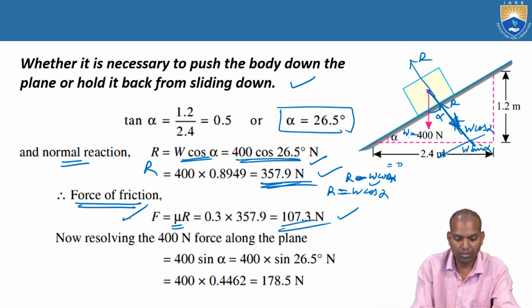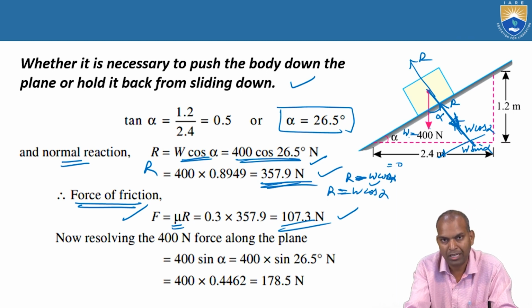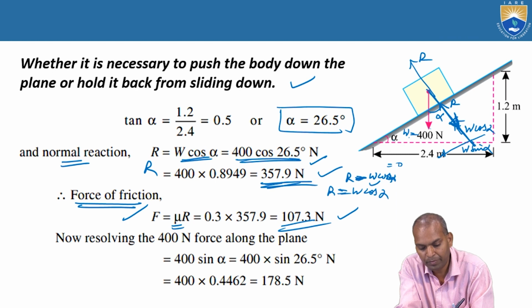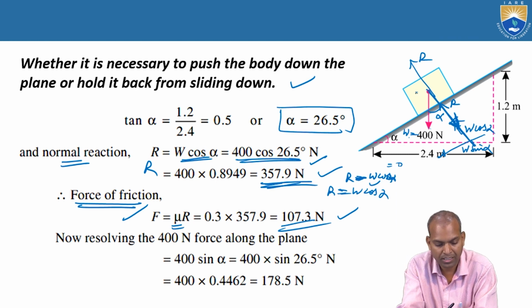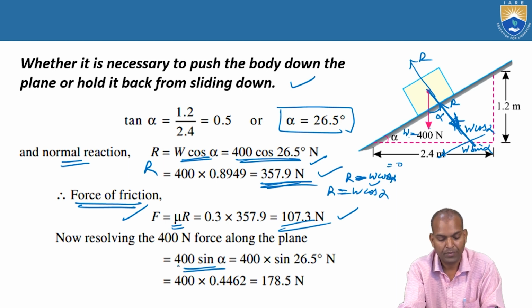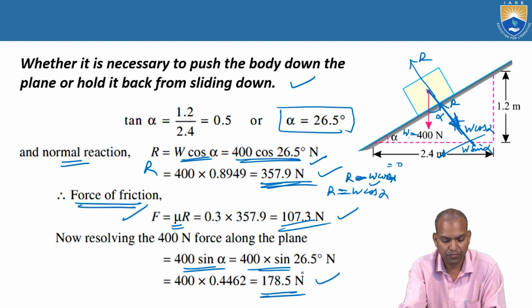Now we are going to resolve the component force along the plane. What is the force along the plane? That is 400 times sine alpha. That is 400 times sine 26.5, that is 178.5 newtons.